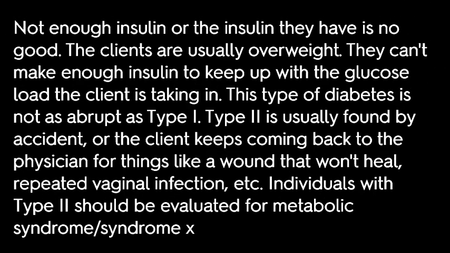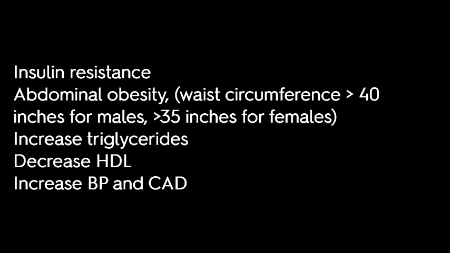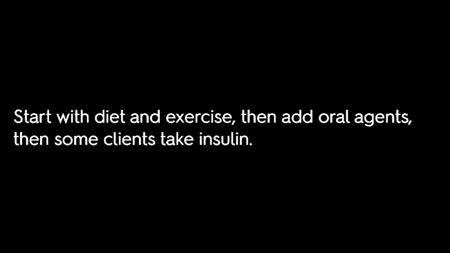Type 2 patho. What are the features of metabolic syndrome? Insulin resistance, abdominal obesity, increased triglycerides, decreased HDL, increased BP and CAD. Treatment for type 2: start with diet and exercise, then add oral agents, then some clients take insulin.